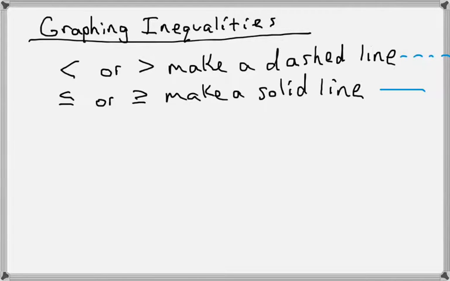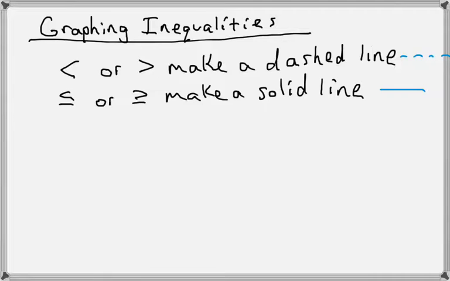If our symbols are less than or greater than, you're going to make a dashed line. If your symbols involve the "or equal to," so less than or equal to, or greater than or equal to, you're going to make a solid line. So that's going to be a difference from the graphing lines.